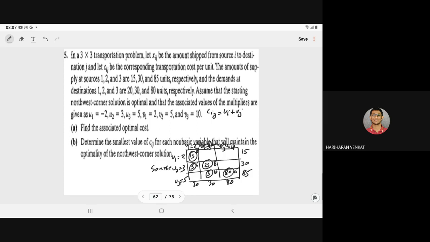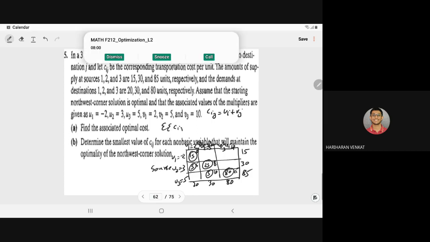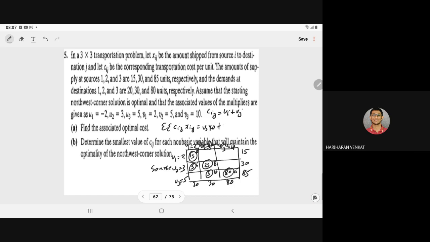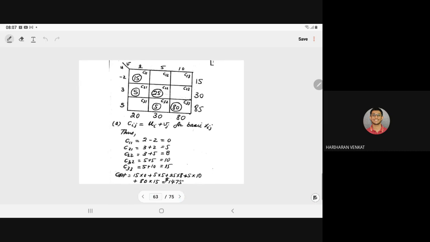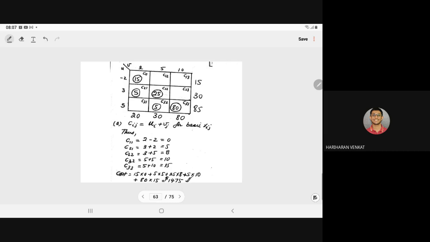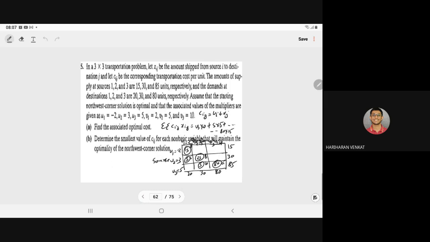So we know that the optimal cost is what? Summation of Cij Xij. So it will become 15 into 0 plus 5 into 5 plus, and so on. And last we have 80 into 15. So here you will get the total cost as 1475. Clear this part? So in this way we can compute the optimal cost.